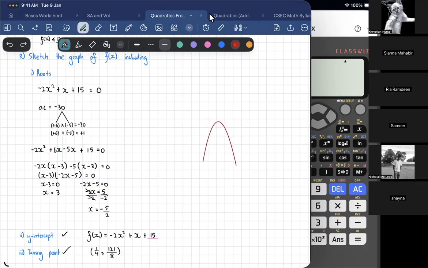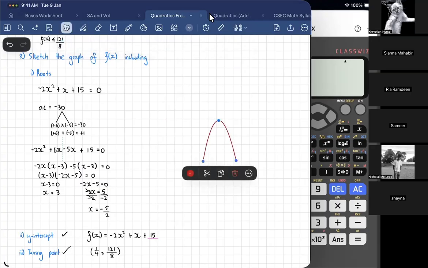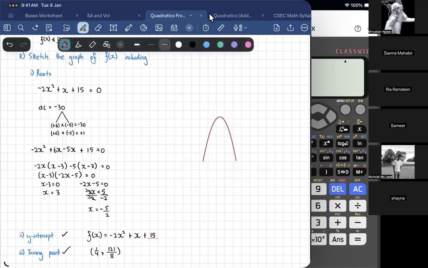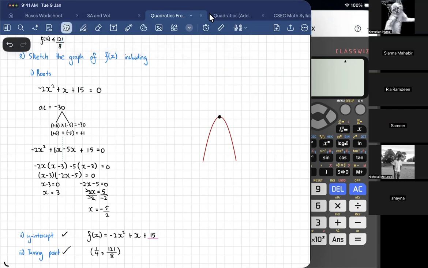All right. What is the easiest thing I could put into my graph at this point in time? Out of the three, what is the easiest thing I could put into my graph? The turning point. Yeah, I could put the turning point.